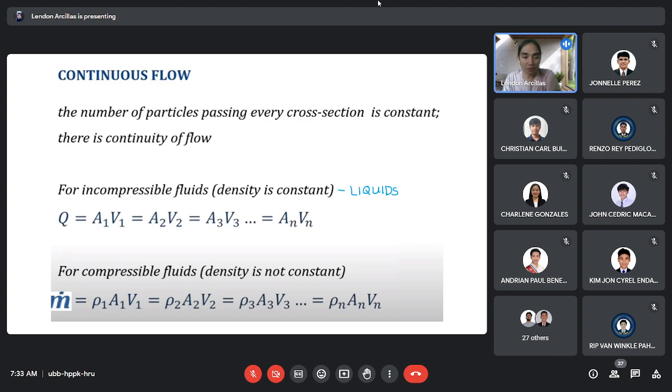Pag gas naman yung sinosolve natin, which is a compressible fluid yung gas, ang gagamitin natin sa relationship between the area and velocity and tsaka yung density niya is itong density 1, area 1, V1 equal to the density 2, area 2, and velocity 2. So yun yung pagkakaibahan ng liquid tsaka gas. Gagamitin mo yung discharge pag liquid, gagamitin mo yung mass flow rate pag gas.